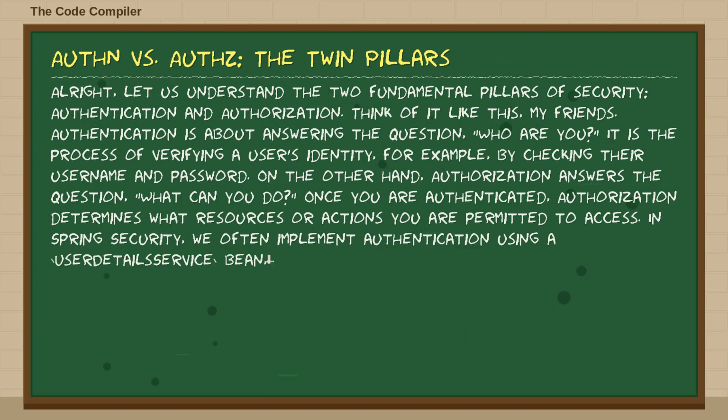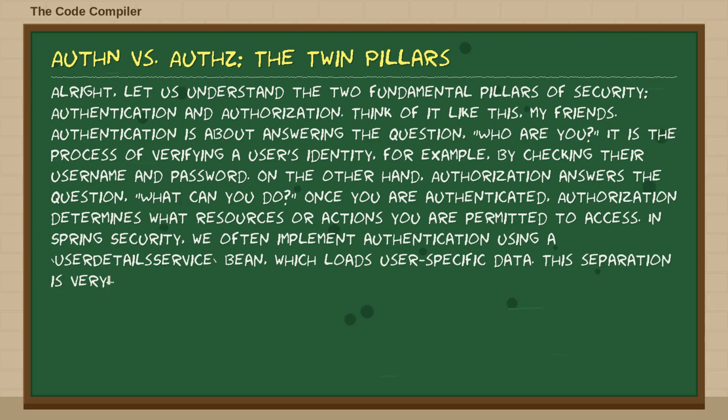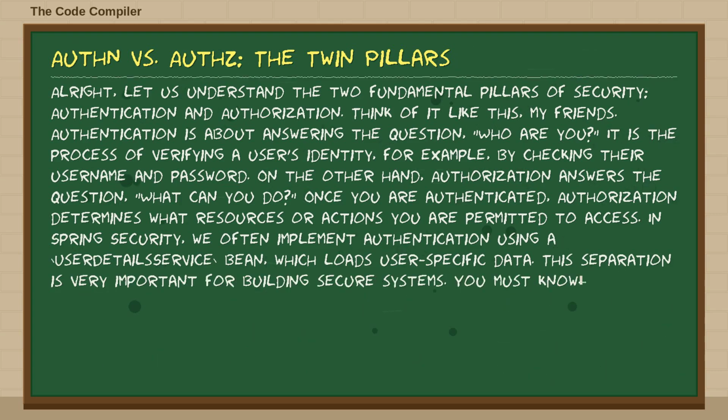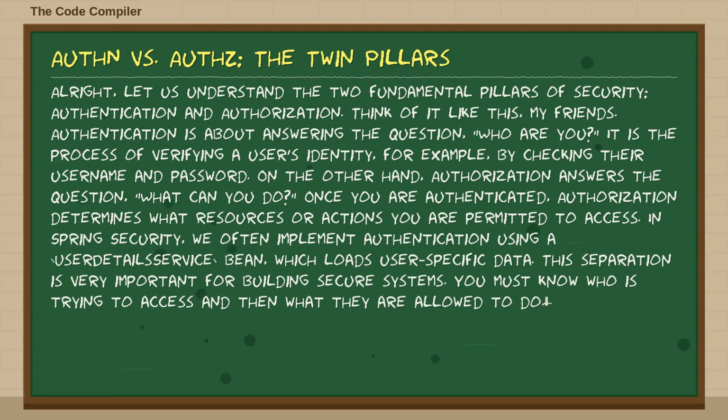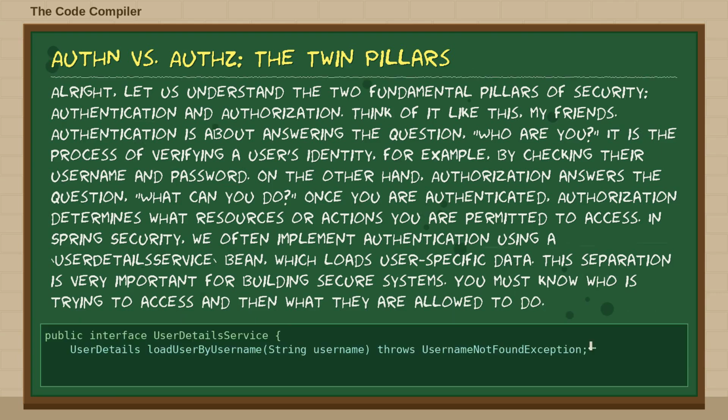In Spring Security, we often implement authentication using a UserDetailsService bean, which loads user-specific data. This separation is very important for building secure systems. You must know who is trying to access and then what they are allowed to do.